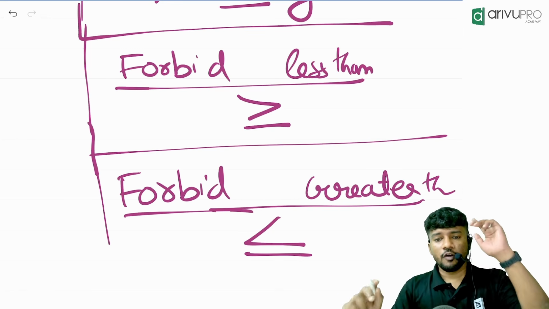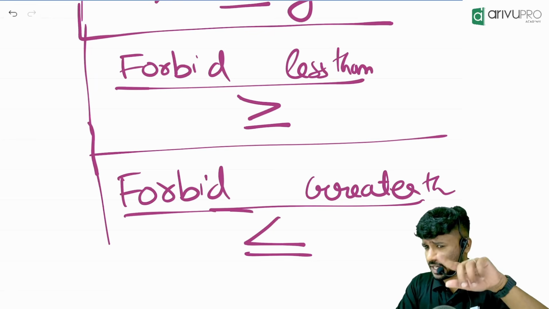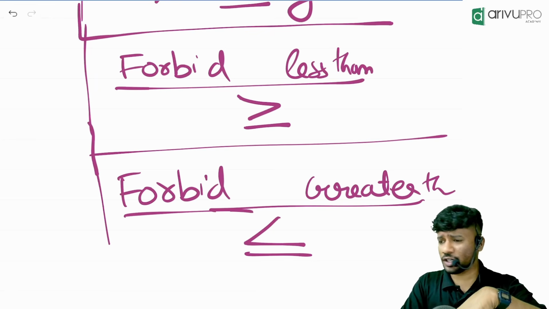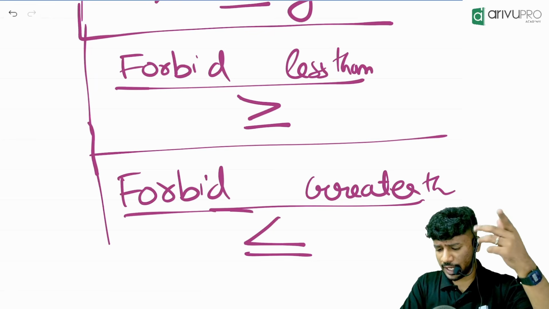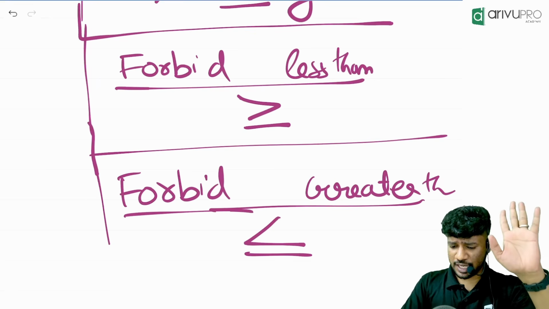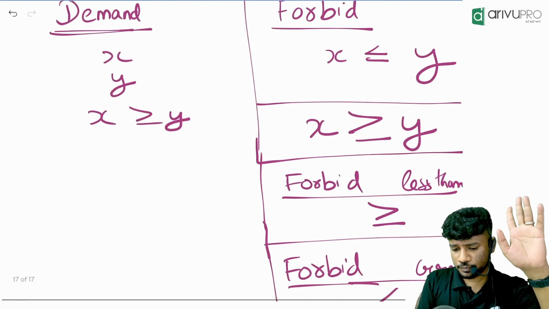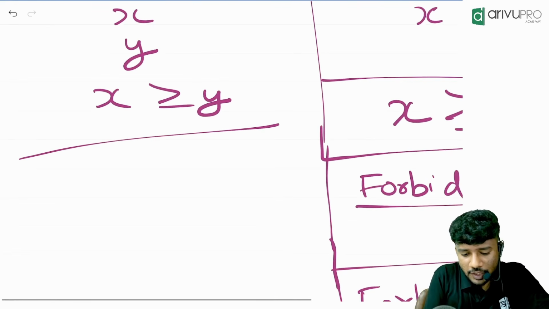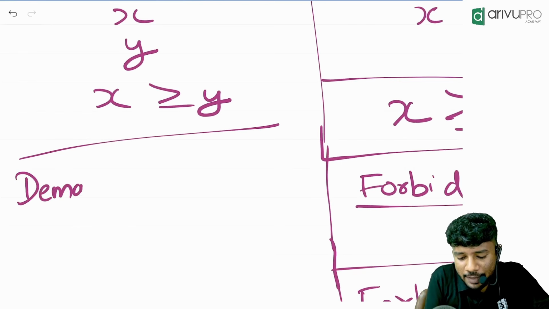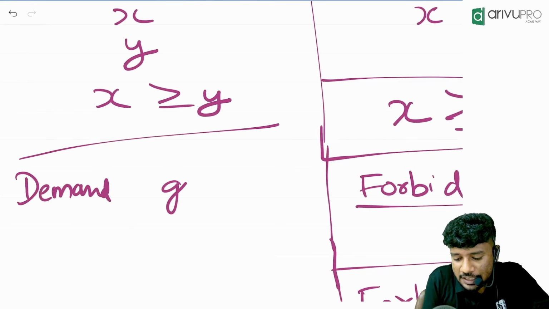Forbid and less than means we will write what? Greater than or equal to. Forbid and greater than, we will write what? Less than or equal to. Then, my question. Demand and greater than.